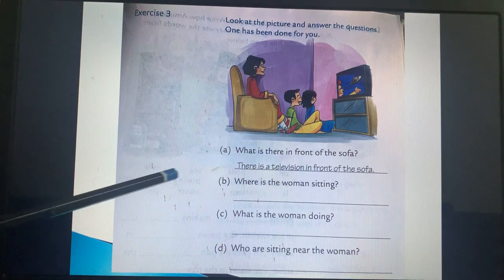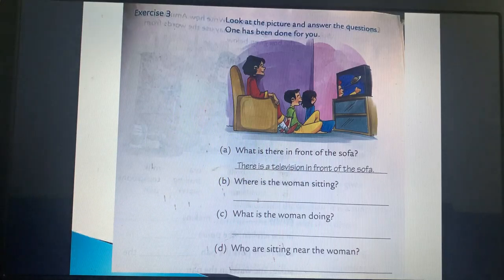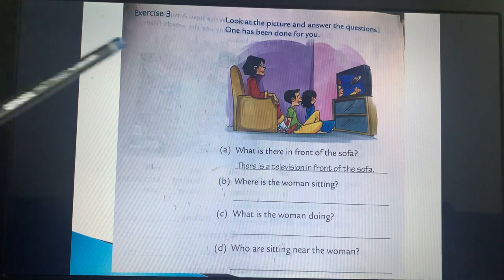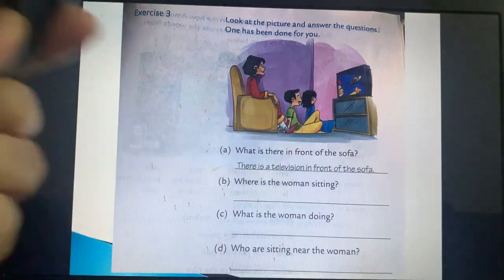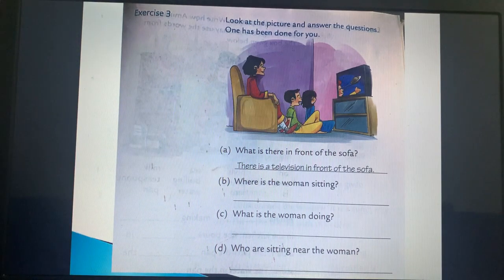Fine. First question is, what is there in front of the sofa? There is a television in front of the sofa. You can look at this picture. It will help you to answer. Next question is, where is the woman sitting? कहाँ बैठी है वो? The woman is sitting on the sofa, or the sofa is also known as couch, C-O-U-C-H. You can say couch or you can say sofa. What is the woman doing? वो क्या कर रही है? The woman is watching the television.